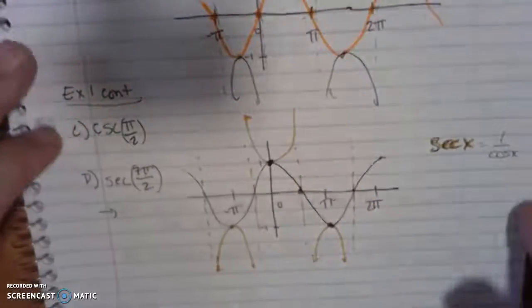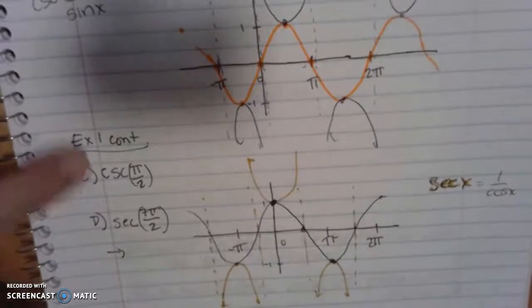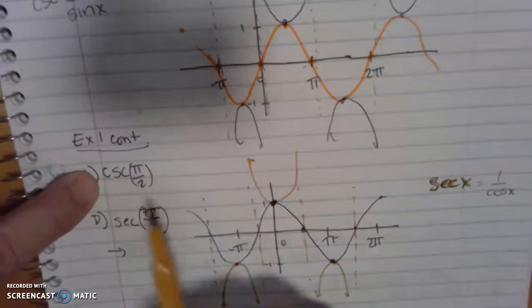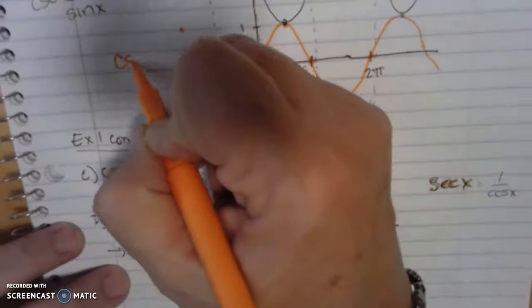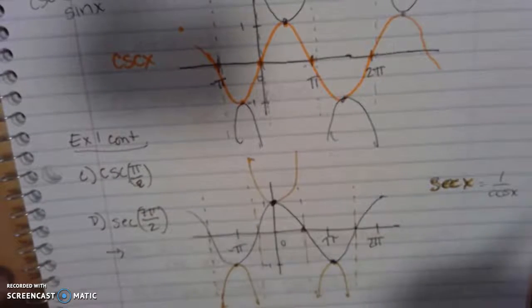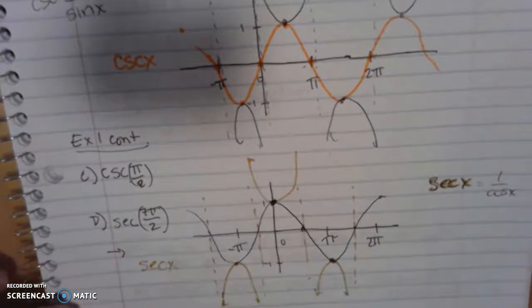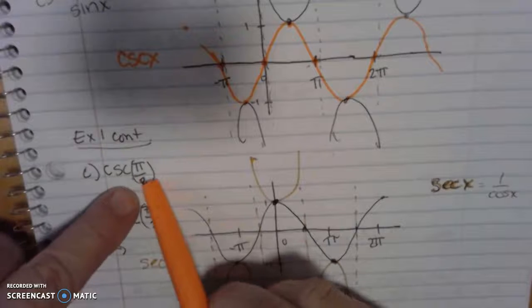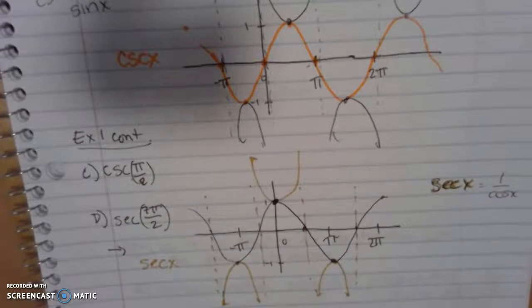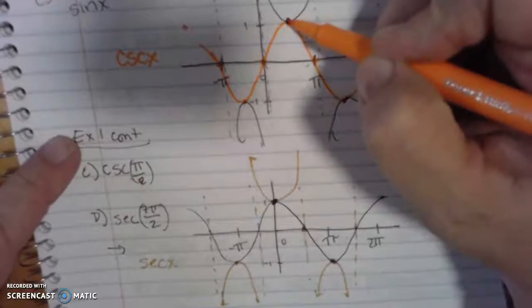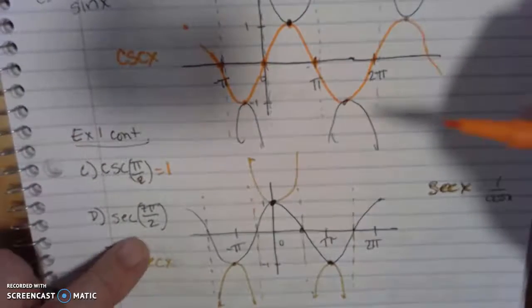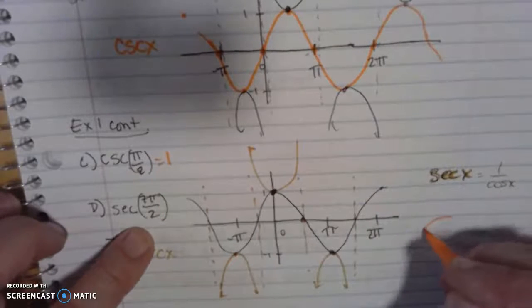Now, we want to be able to look at the graph and determine values. Continuing with example 1, this is the graph of cosecant x, and this is the graph of secant x. So what is cosecant at pi halves? Cosecant at pi halves is right here. It's 1. Woohoo, 1. What is secant of 7 pi halves? Think about this.